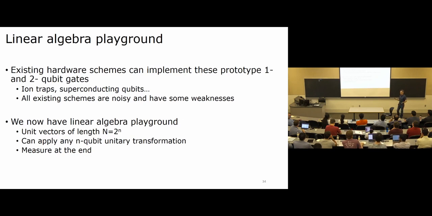So we now have, again, subject to the fact that it's noisy and there are limitations and gaps, this very nice linear algebra playground where we can set up quantum mechanical experiments. And we're going to have vectors of length capital N, could be astronomically large. Again, it may take 30 years to get there for the hardware to work well enough and to scale to millions and millions of gates and all of that. So it may take time, but in principle, we can start thinking conceptually about this playground where we're going to apply any transformation that we want. We can get there using these 1 and 2 qubit prototype gates. And at the end, we'll measure and we'll learn things in the classical world.